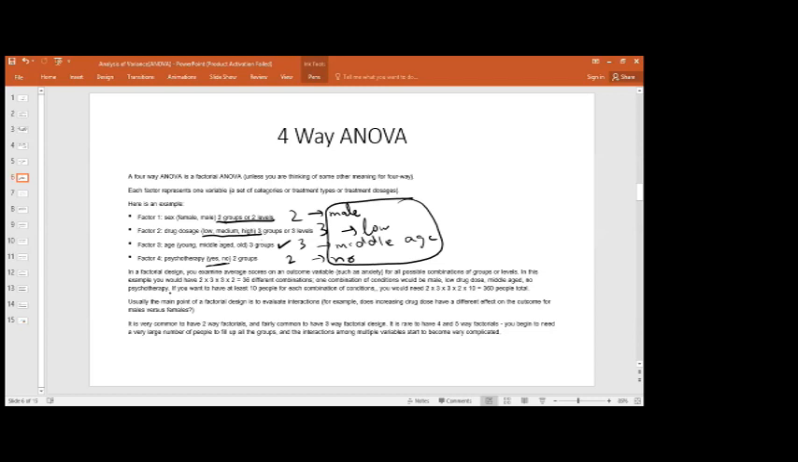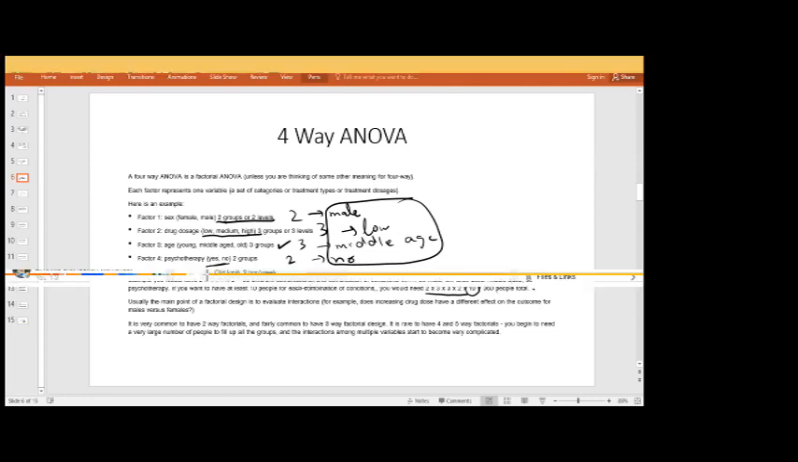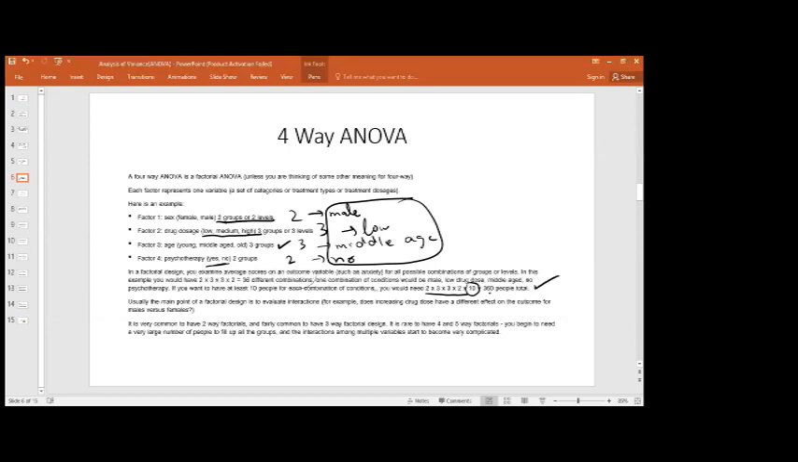If you want to have at least 10 people for each combination of conditions, you would need to multiply this by 10. If I choose the data of 10 people from the 36 different combinations, then I will multiply by 10, which is 360 people total. So the total number of people is 360.